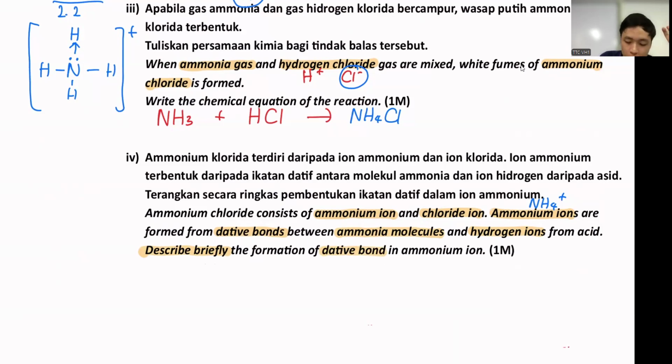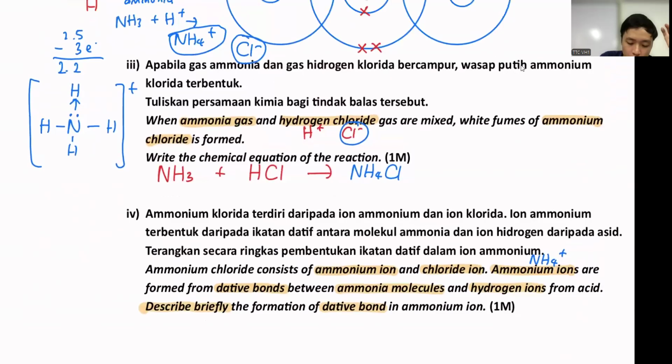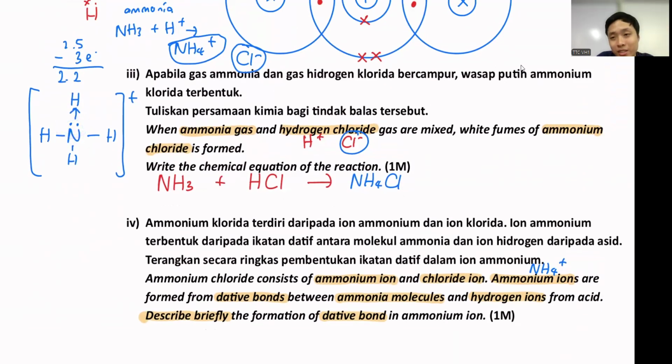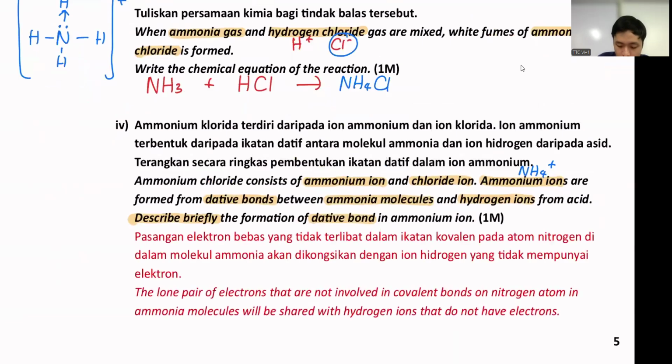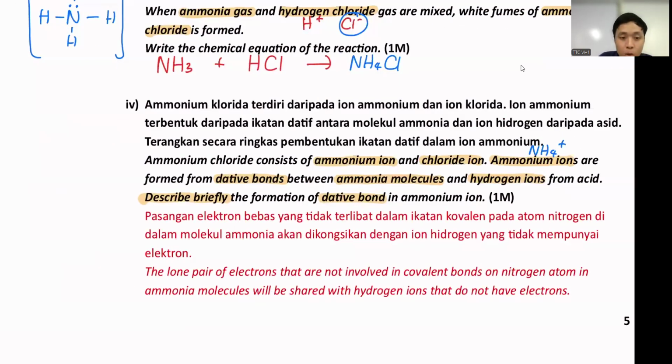It's very simple. First of all, we talk about the lonely guy. I mean, not to say lonely, but it's the unused, free pair of electron. We call it lone pair of electron. In Malay it is called pasangan electron bebas. They are not involved in covalent bonds. The lone pair on nitrogen atom in ammonia will share to hydrogen ion that does not have any electrons. The extra pair will share to the poor guy.